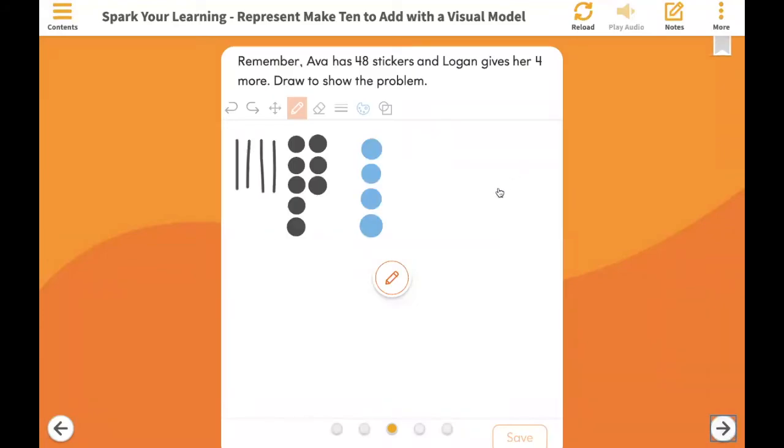So, what we're going to do to start is let's draw Ava's 48 stickers. I have 1, 2, 3, 4 groups of 10, and 1, 2, 3, 4, 5, 6, 7, 8 ones to give me a total of 48. Next, we know that Logan gives her 4 more stickers. So I have my 1, 2, 3, 4 stickers that Logan is going to give Ava.